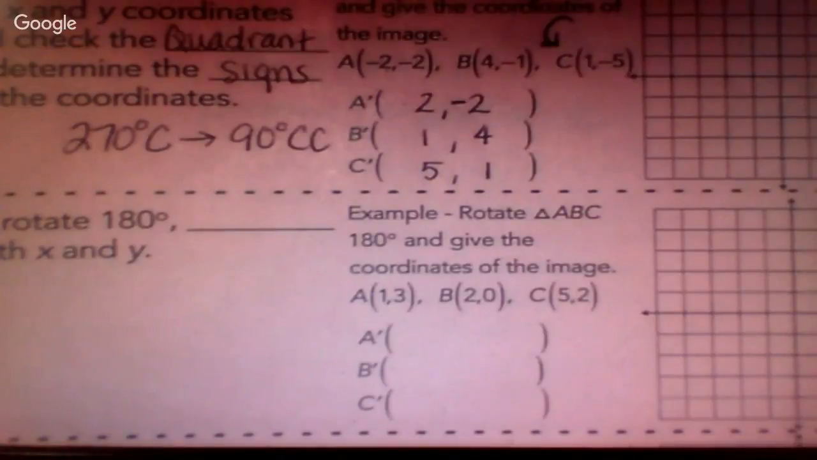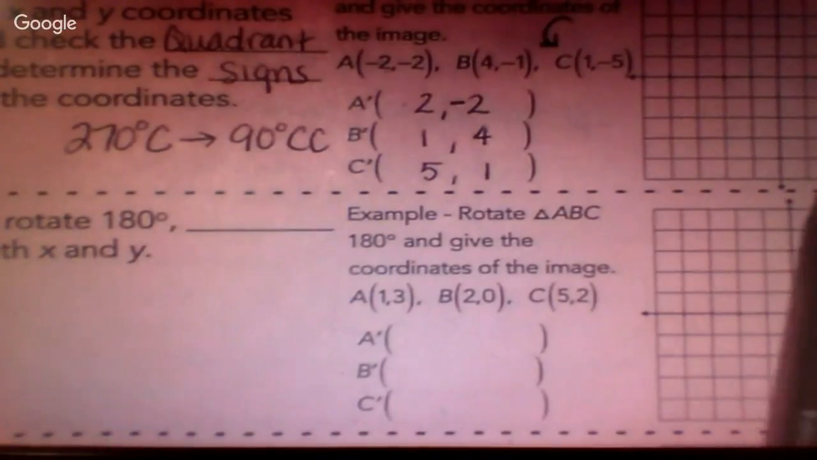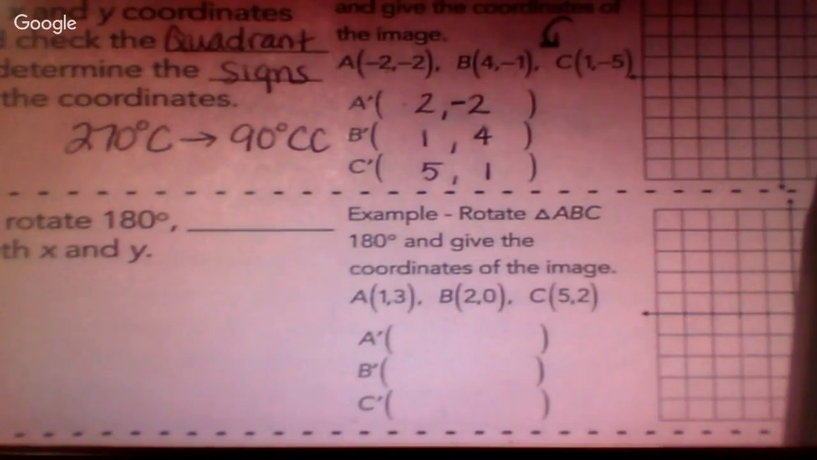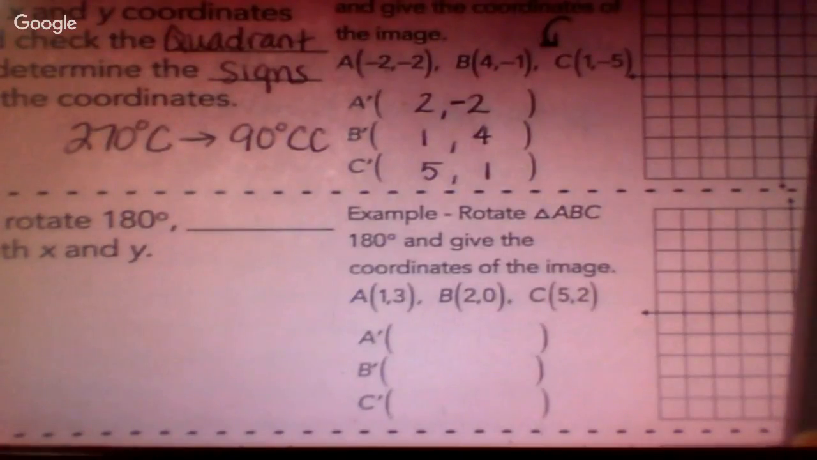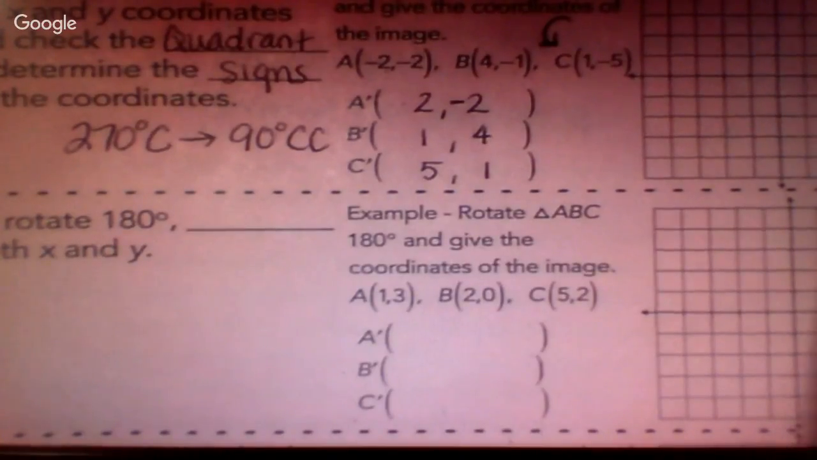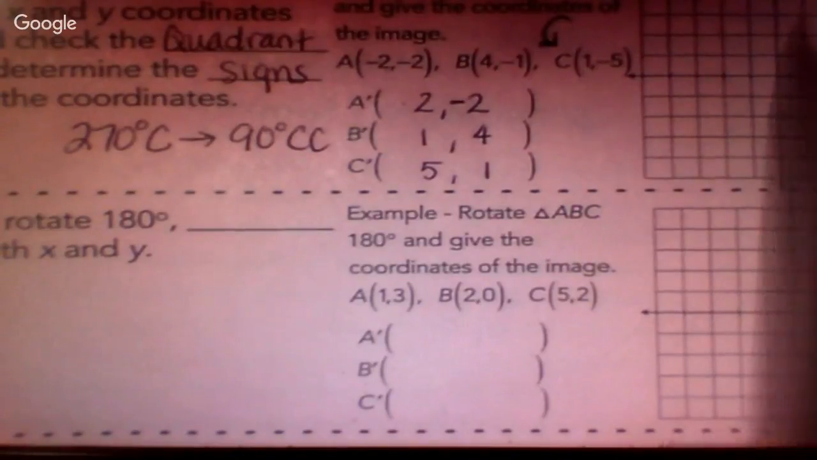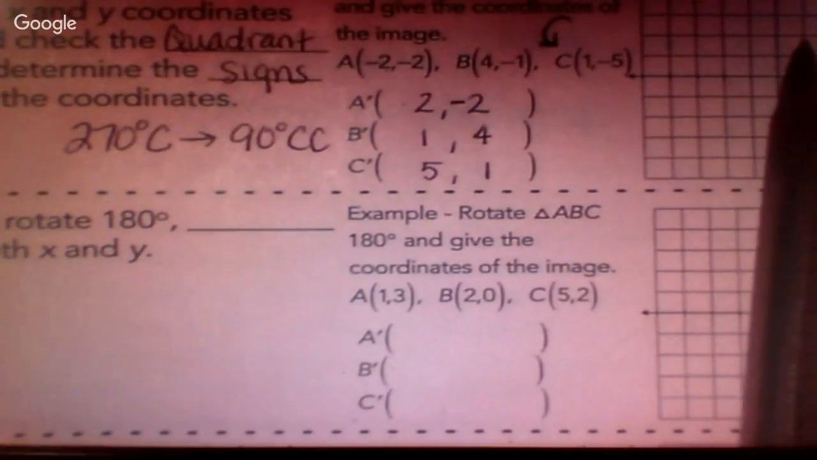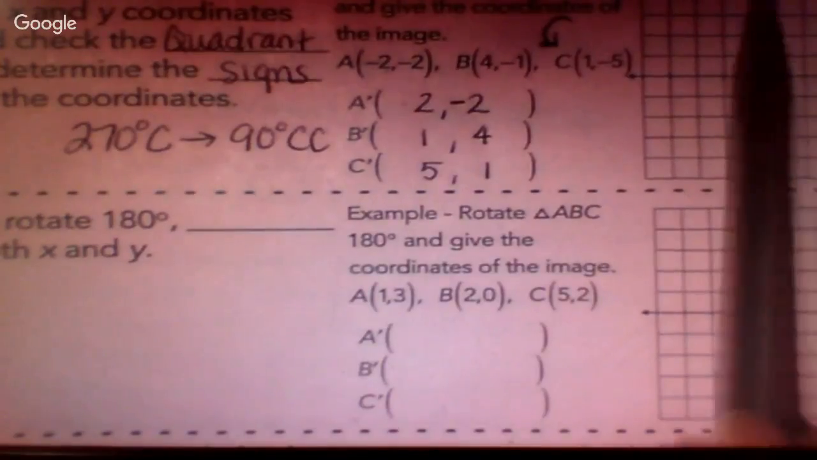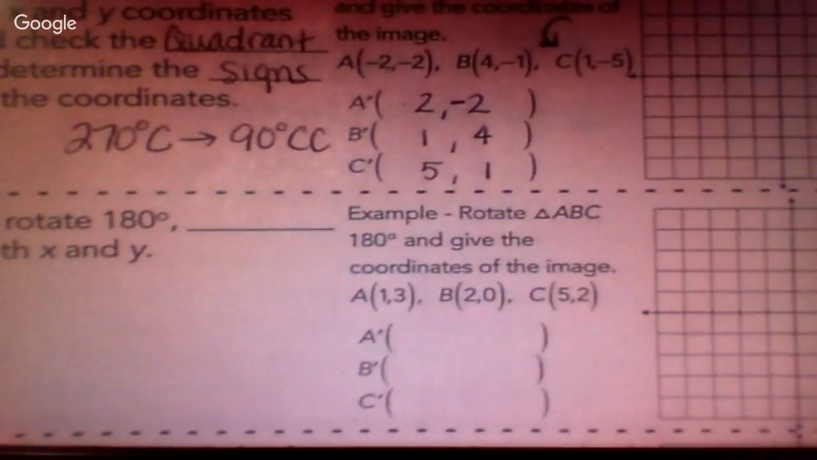Quadrant 4. I'm here. I'm going 90 degrees counterclockwise. So I go to quadrant 1. 90 degrees counterclockwise goes one space around to the left. So I go from here to here. If I'm in quadrant 1, my signs are what? Positive, positive. So we leave it alone.